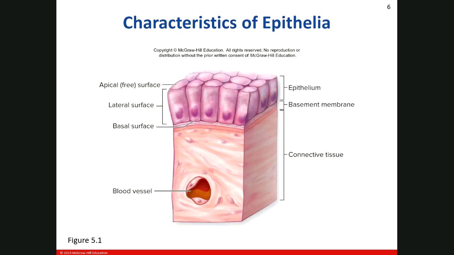Okay, so this next picture is showing you the polarity of epithelium. We have our apical surface, our basilar surface, and then our lateral surfaces here. You can see how they're tightly packed. Right below that, there's our basement membrane that sits right on top of the connective tissue. No blood vessels in here.